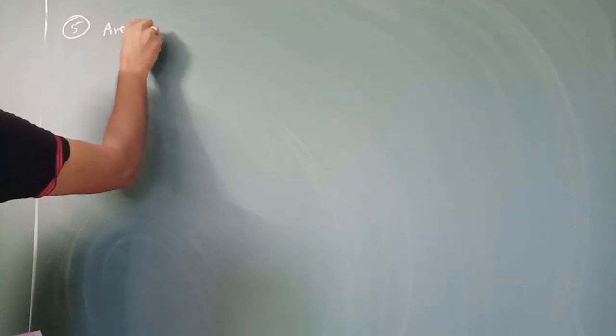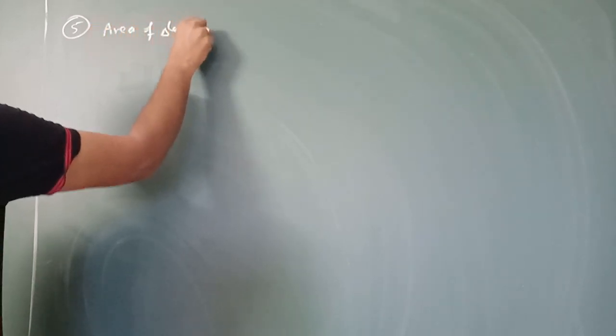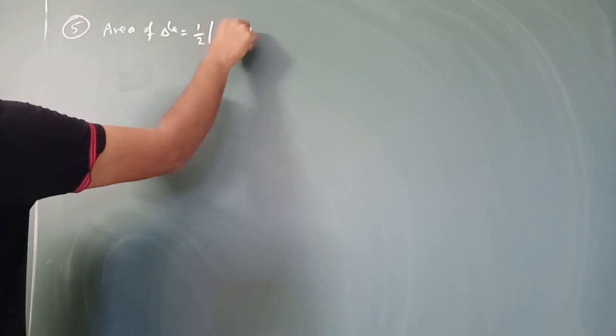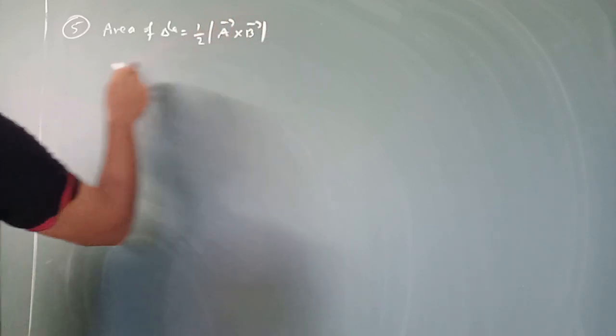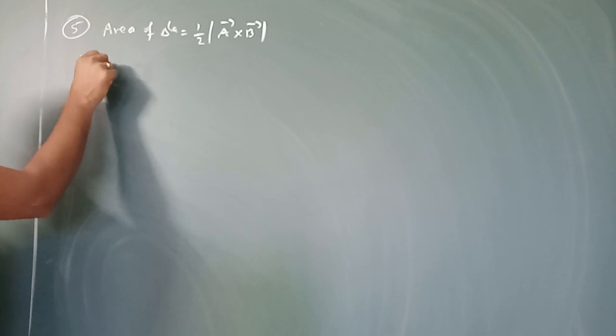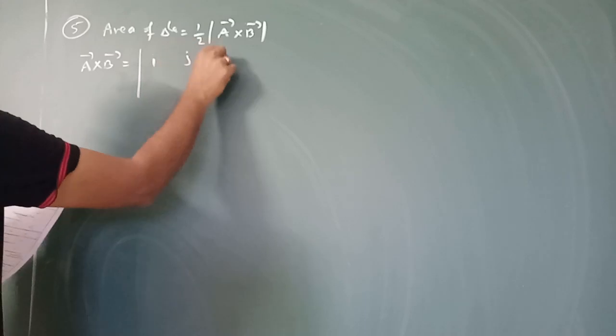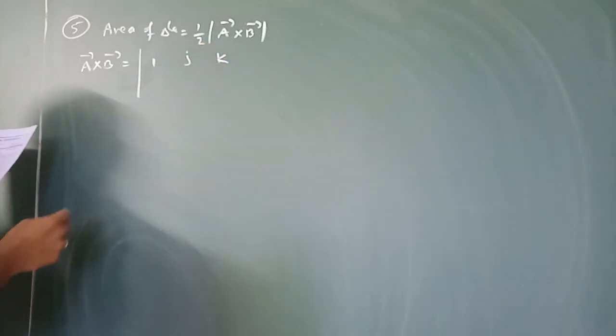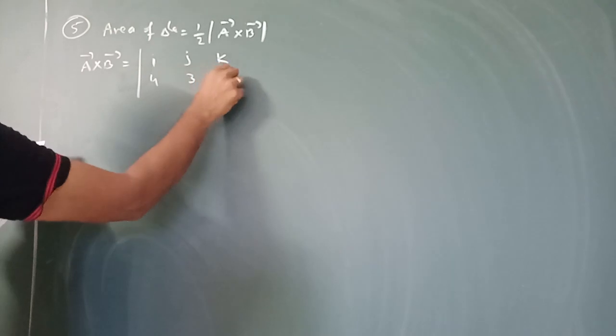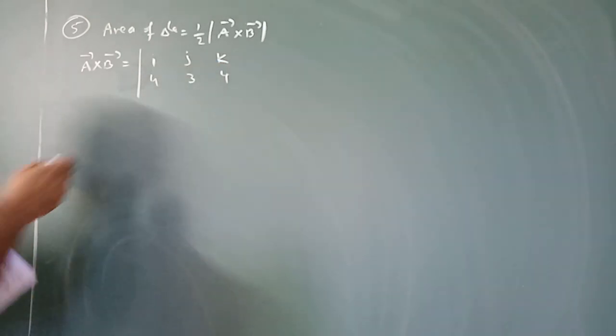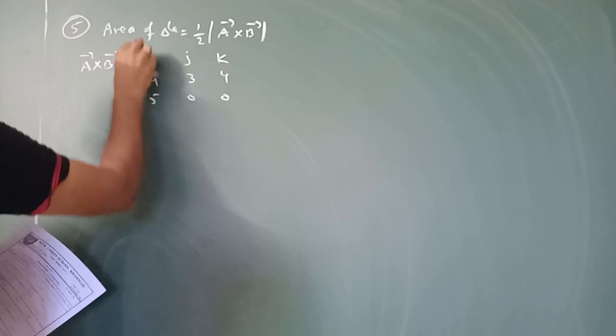Next, the fifth one. The area of triangle whose adjacent sides are represented by 4i + 3j + 4k and 5i. Area of triangle is equal to half of modulus of A bar cross B bar. So first find A bar cross B bar. It is the determinant of 3 by 3: i, j, k, and A bar coefficients 4, 3, 4, and 5. These two are zeros.